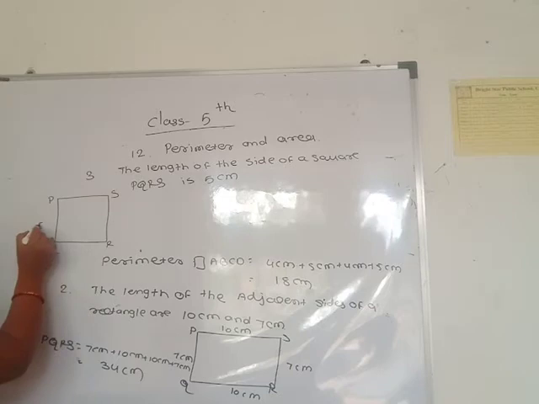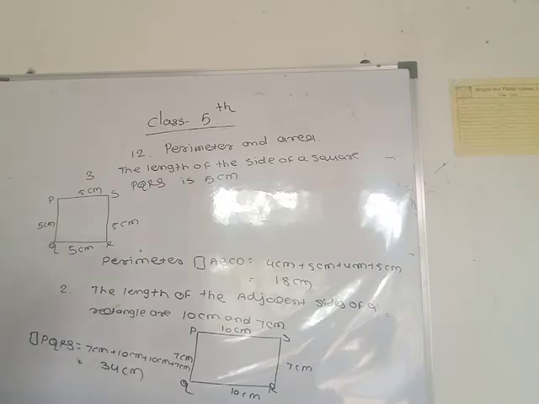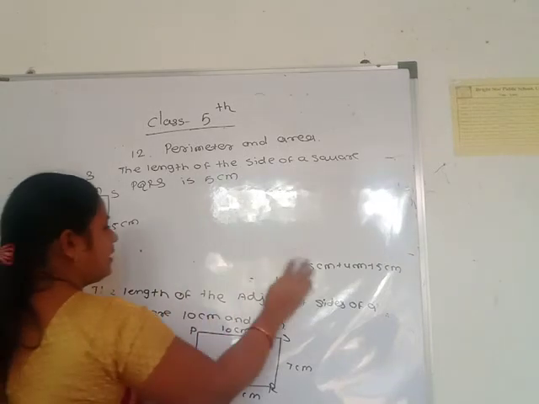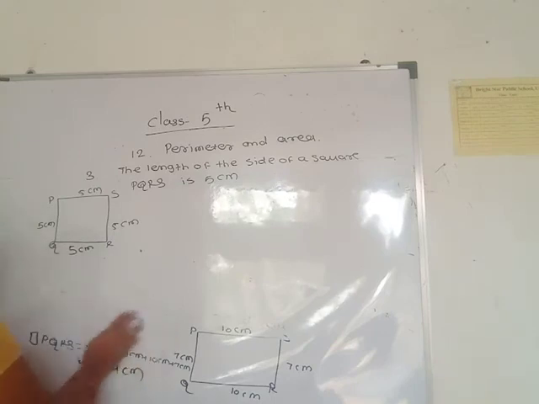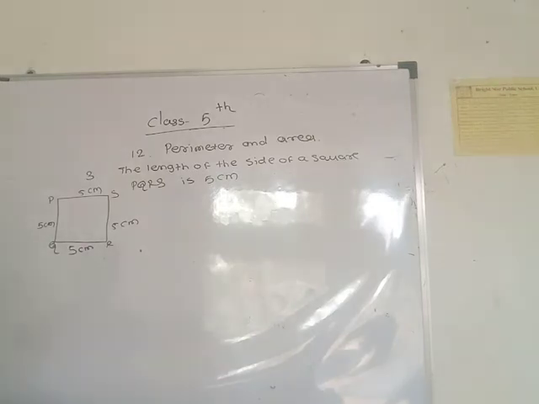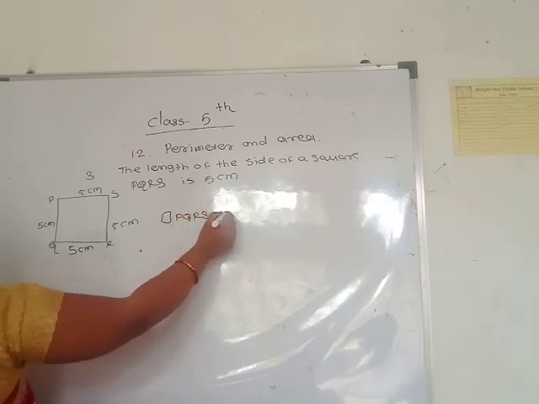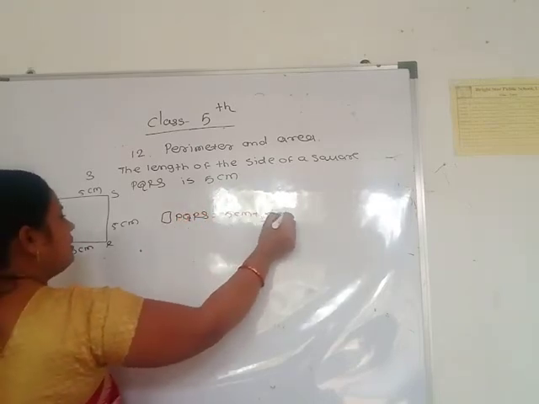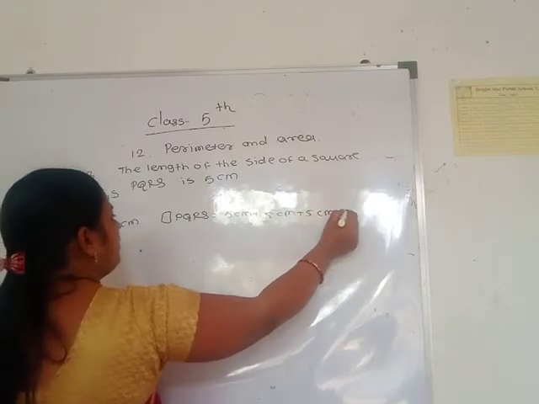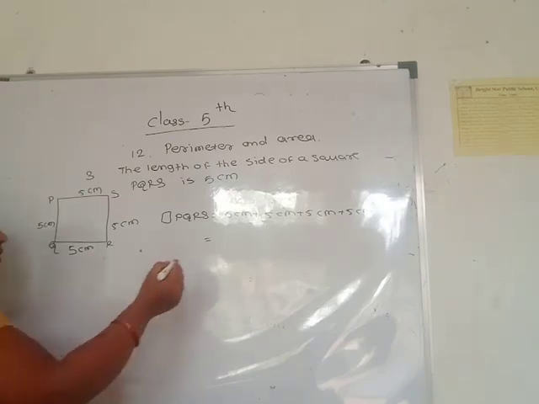One side is given here, 5 centimeter. In a square all sides are equal. Then you write 5 centimeter here, here also 5 centimeter and here also 5 centimeter. Then the perimeter of this square PQRS is equal to the sum of the lengths of all sides: 5 centimeter plus 5 plus 5 plus 5. 5, 5, 10; 10 plus 5, 15; 15 plus 5, 20 centimeter.